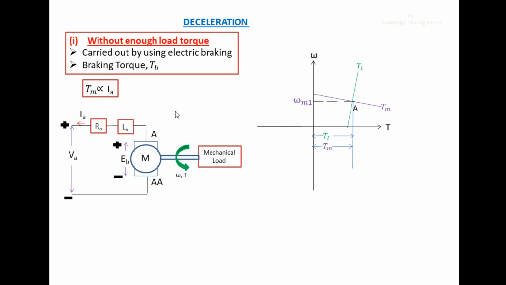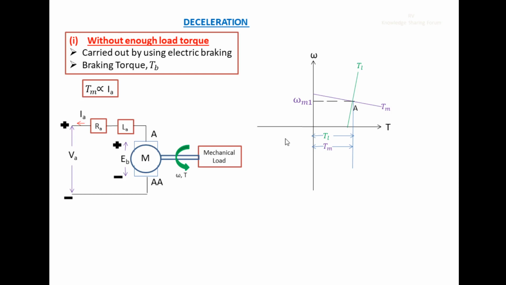So again I am repeating, motoring torque will increase the speed of the electric drive, whereas braking torque will reduce the speed of the electric drive. If we change the direction of this current, the motor torque direction changes. When the motor torque direction changes, that becomes the braking torque. So this braking torque reduces the speed. This is how it operates.